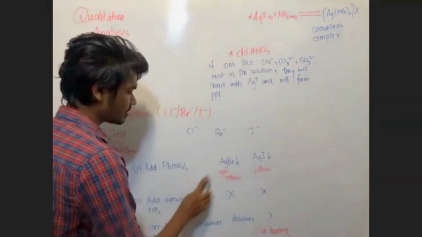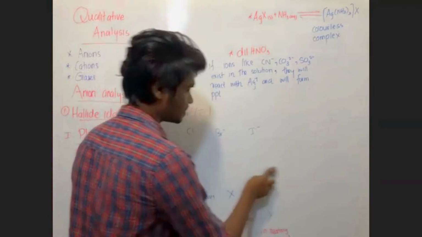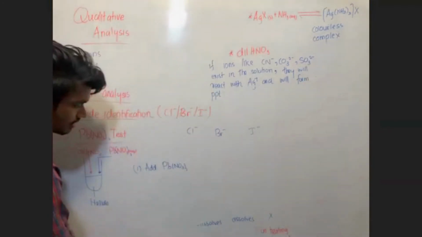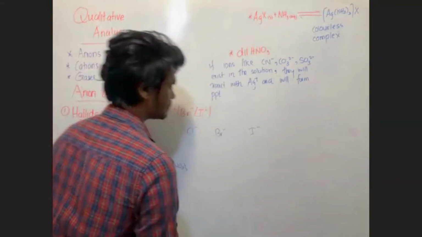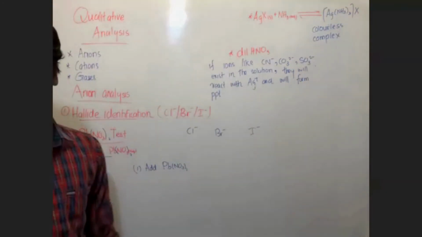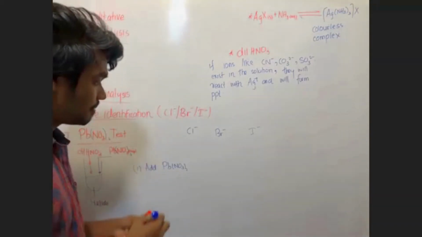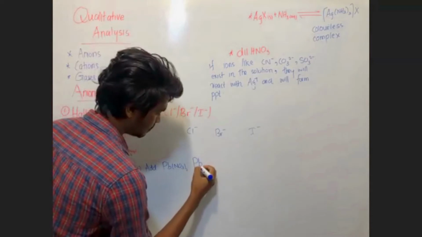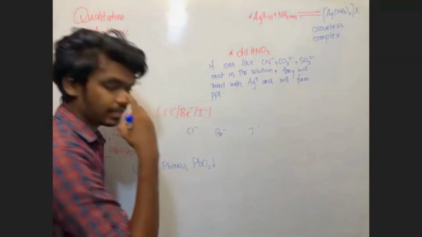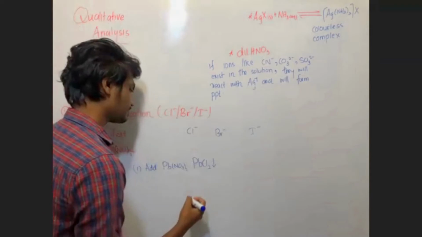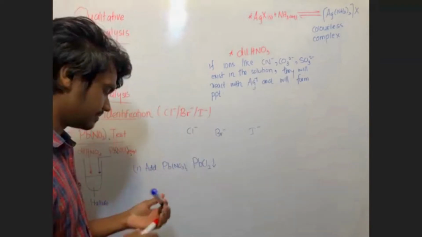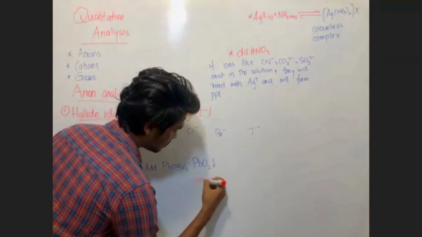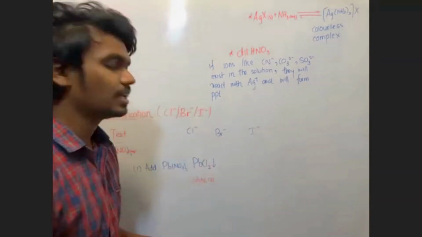Let's see what the observations are. When you add lead nitrate, PbCl2 precipitate will form. A white color. Exactly, white color. Br minus.